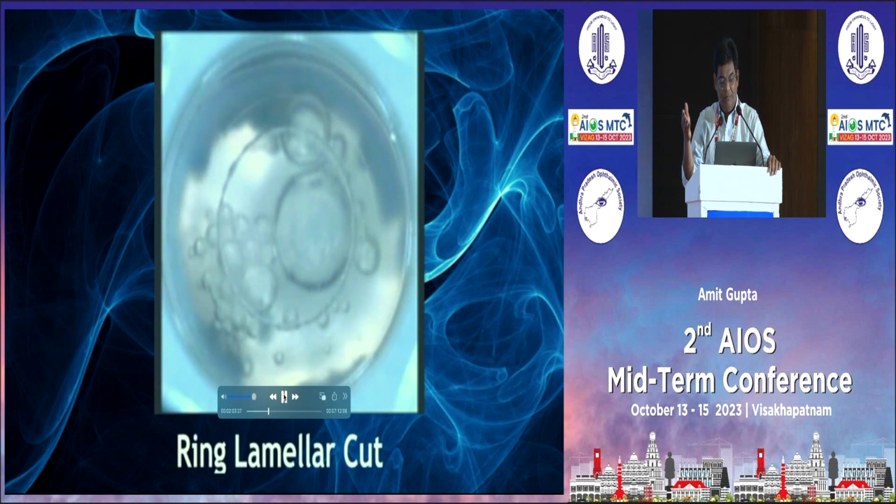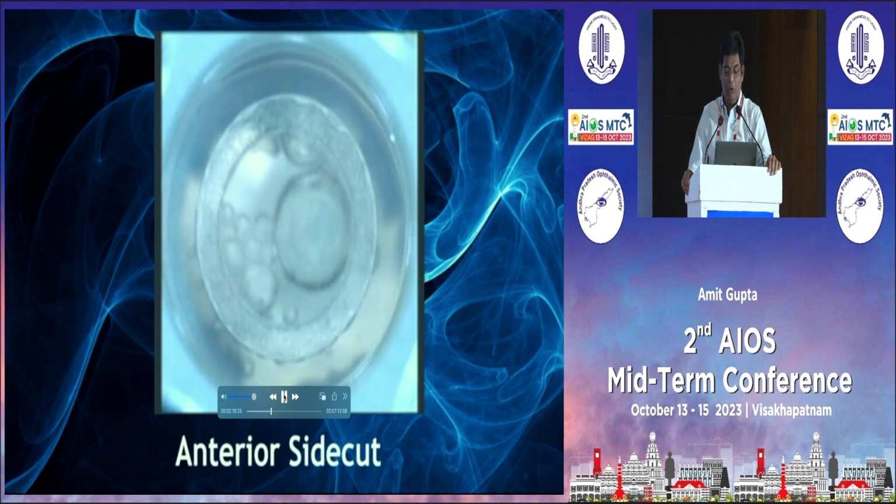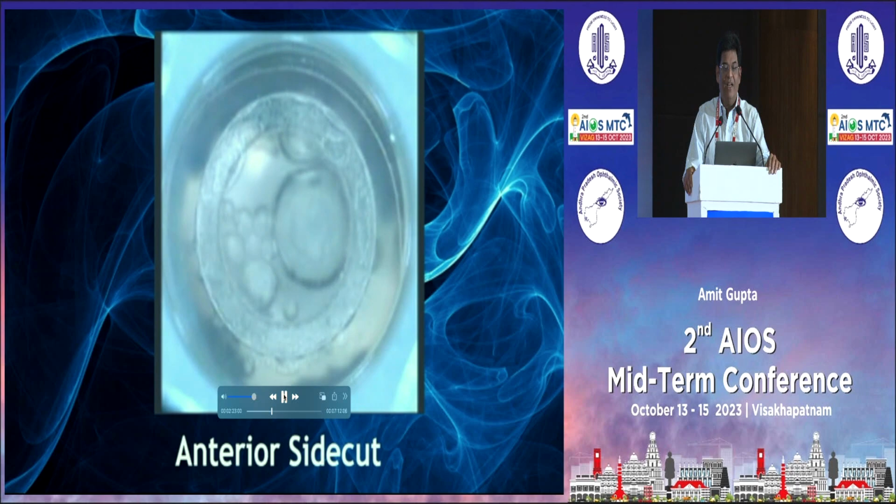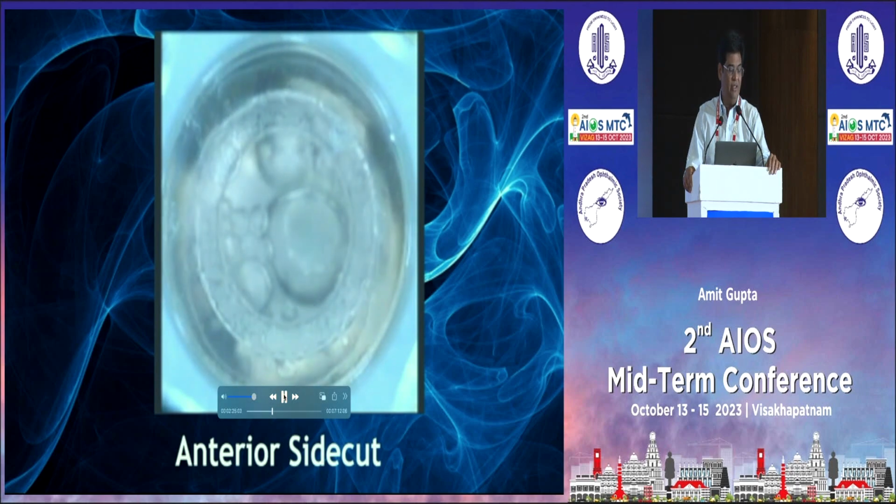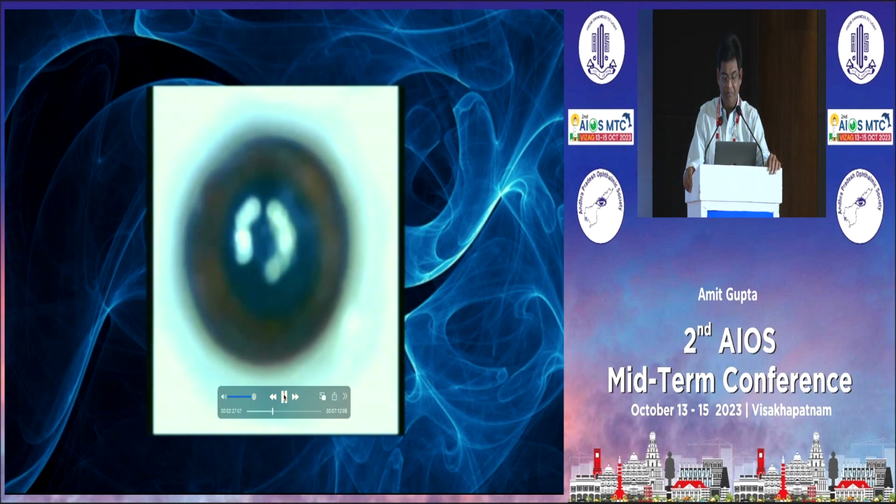We can see the ring lamellar cut is happening from outside to in. Posterior side cut has already taken place. Now the depth of this cut is usually between 50 to 70% of the corneal depth. This depends on the surgeon preference, what is happening. And this is then followed by the anterior side cut. So in this case, I am performing a mushroom shaped graft in a patient of keratoconus.